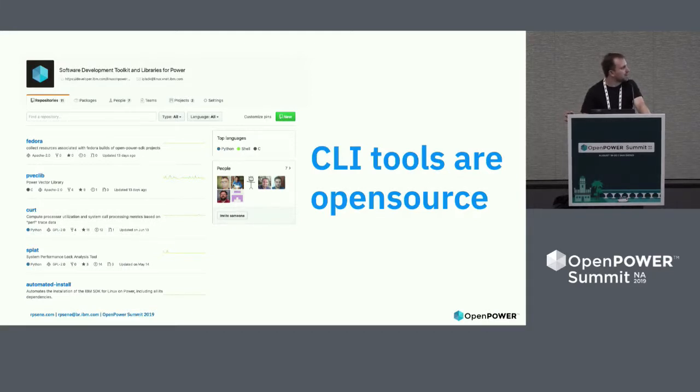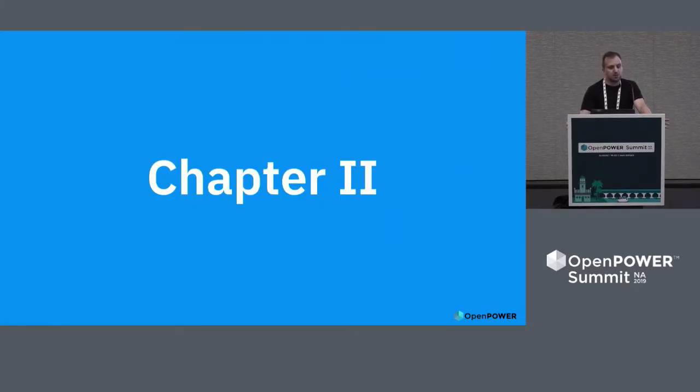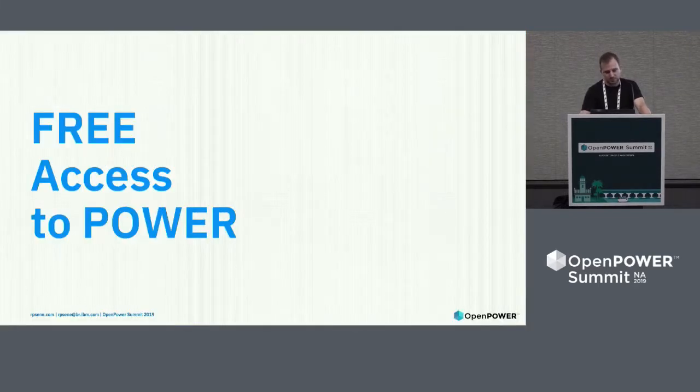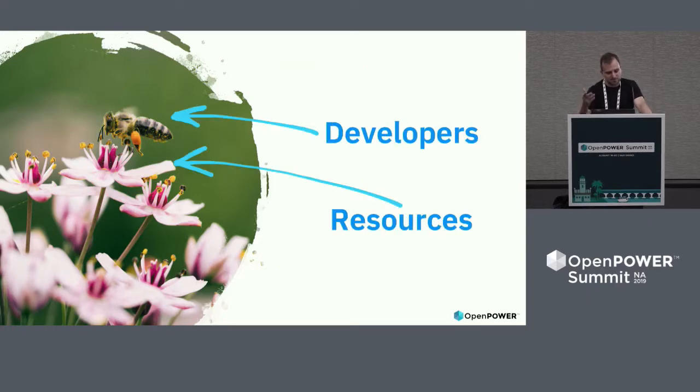But the SDK is no longer under development, so we stopped at that. It's still available, and anyone can use it. But the SDK was not enough, and that takes us to chapter 2, which is free access to Power. So with free access to Power, we could somehow create a flowered field where developers can get the resources they need. If you are asking, the developers are the bees, and the resources are the flowers there.